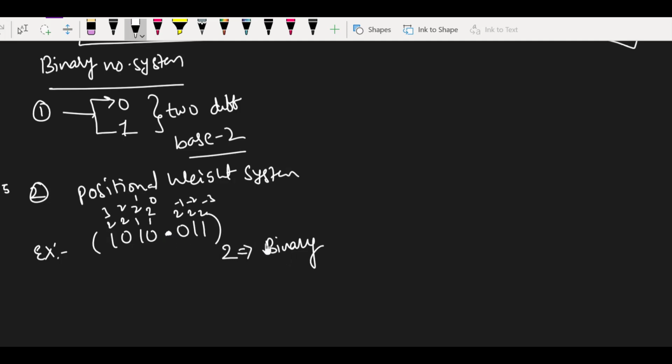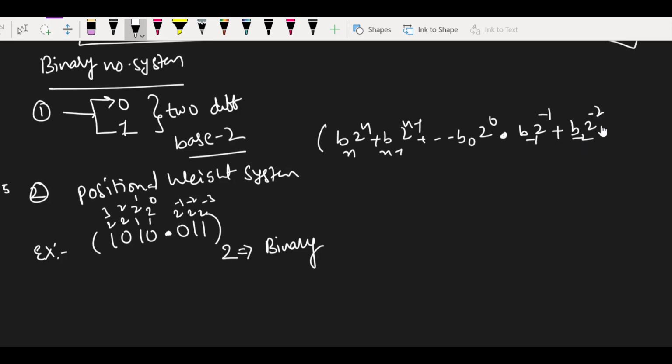Okay. Now we'll write a general formula. If you write a general formula, bn times 2 power n plus bn minus 1 times 2 power n minus 1 plus so on, b0 times 2 power 0, then the binary point, then b minus 1 times 2 power minus 1, b minus 2 times 2 power minus 2, and so on. And this is how we write the binary number system in general. Okay. Now we'll try to see how the counting takes place in binary numbers.